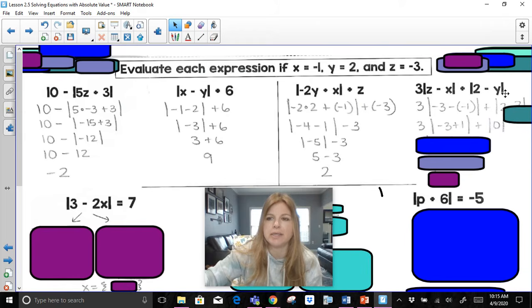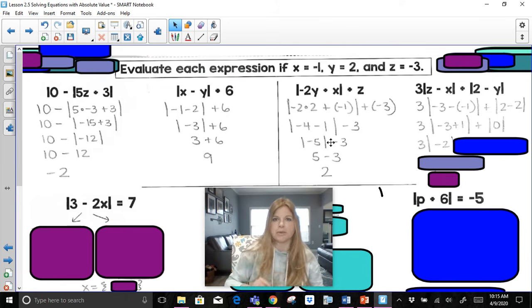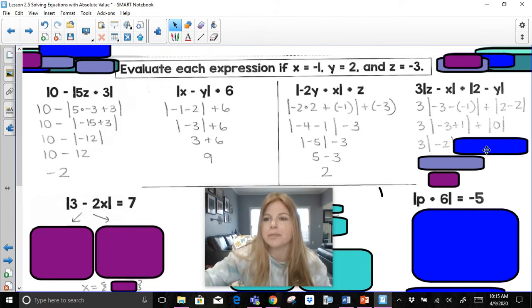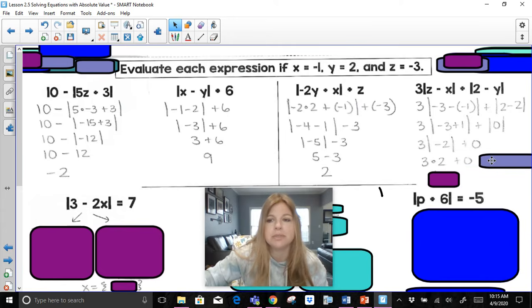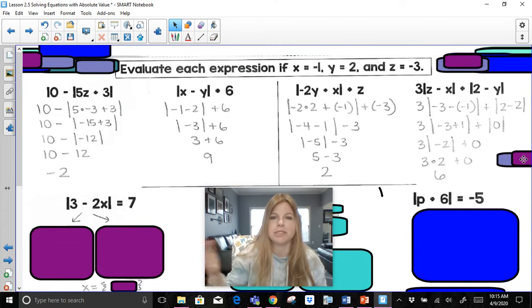2 minus 2 is 0. What do you think the absolute value of 0 is? 0. Okay. 3 times -3 plus 1 is -2. Notice how I just keep simplifying in my absolute value bars, right? Until there's just one little number inside those bars. And then we're able to go forward. Plus, the absolute value of 0 is just 0. 3 times the absolute value of -2 really means 3 times 2 plus 0. 3 times 2 is 6, plus 0 is 6. Awesome.